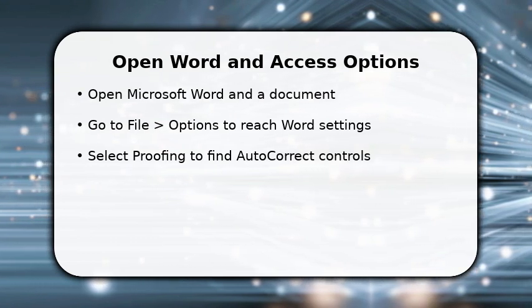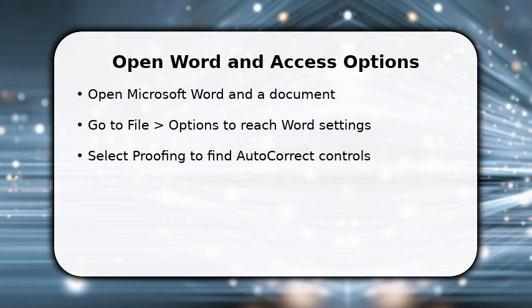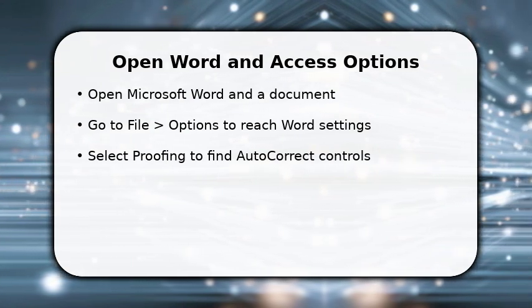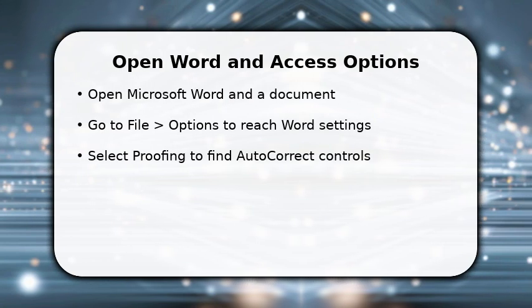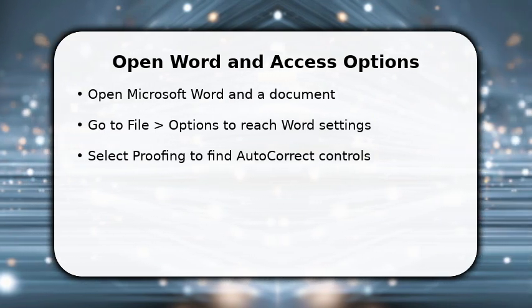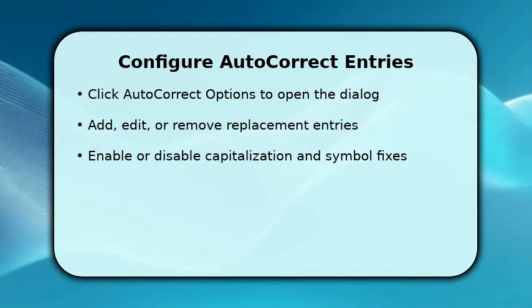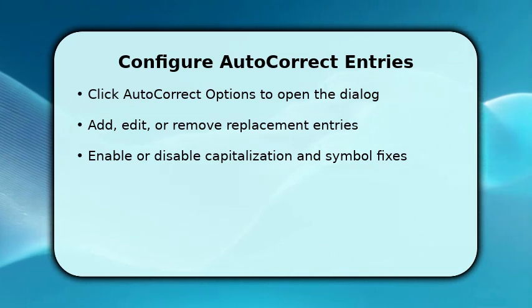Make sure you have editing permissions, otherwise changes won't save. Now that you're in proofing, you're ready to modify autocorrect entries and behavior in the next step. Click Autocorrect Options to open the dialog where entries live. This is where you control replacements and rules.